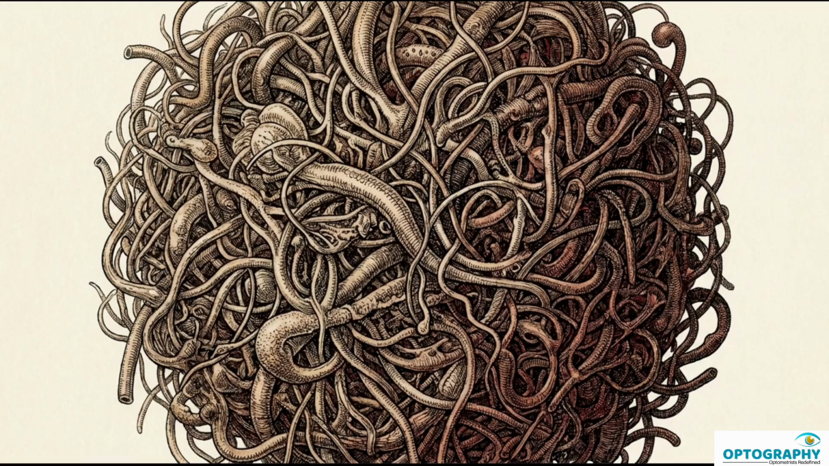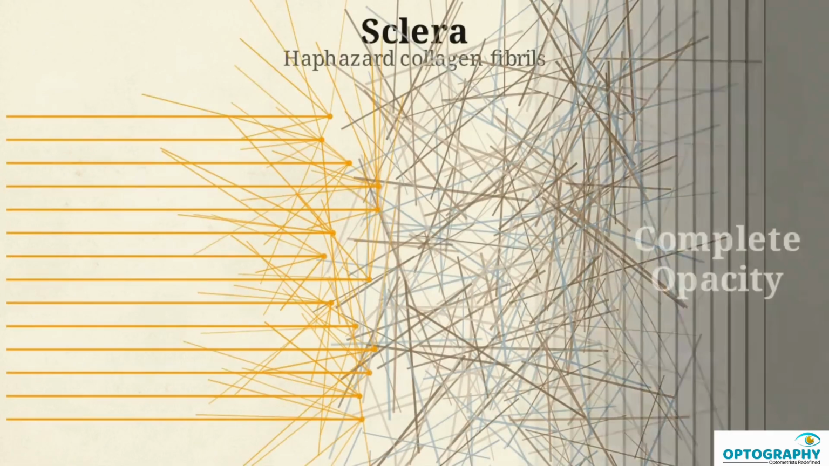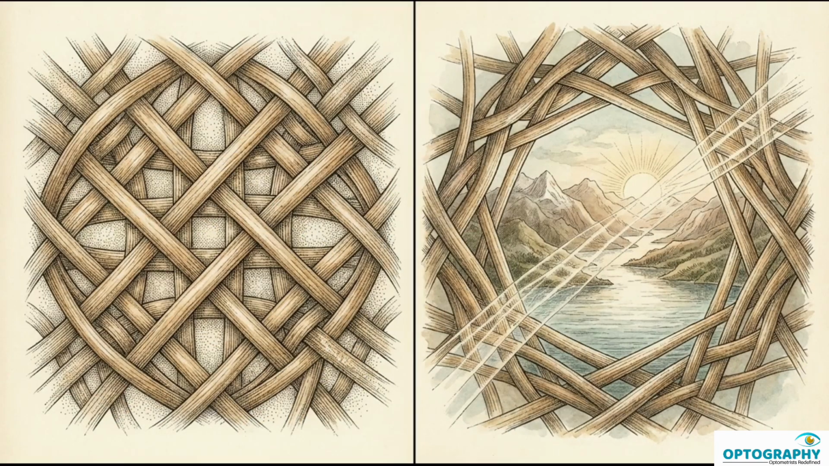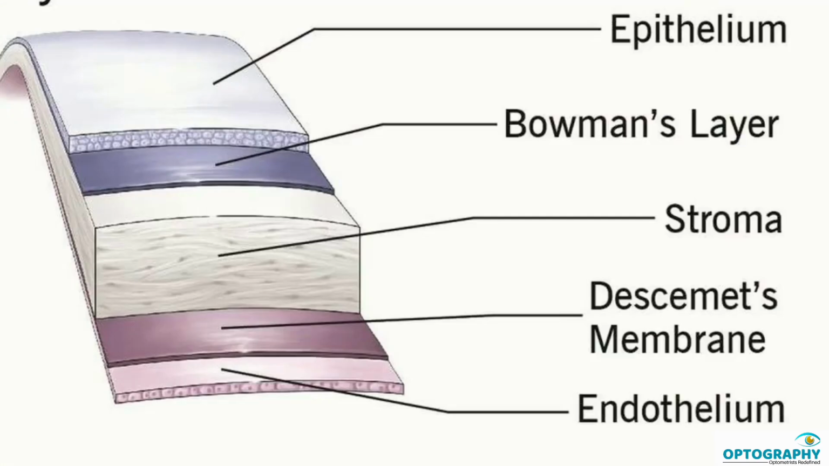The opaque white sclera surrounding the cornea is built from the exact same collagen fibrils. However, in the sclera, those fibers are arranged haphazardly, resulting in complete opacity. The stroma achieves its dual purpose, immense tensile strength and flawless optical clarity, through the uniform geometry of its internal matrix. Below the stroma, this 3-dimensional diagram isolates the deep posterior boundary layers of the cornea.